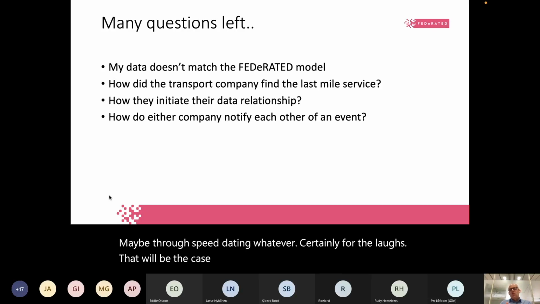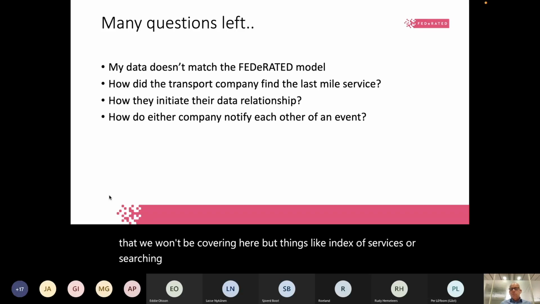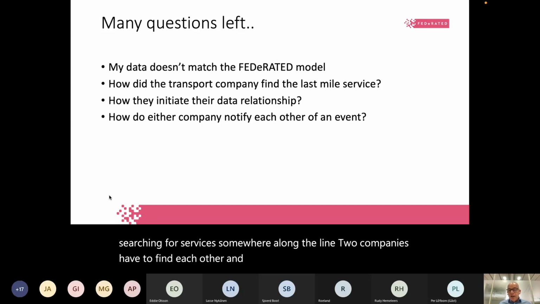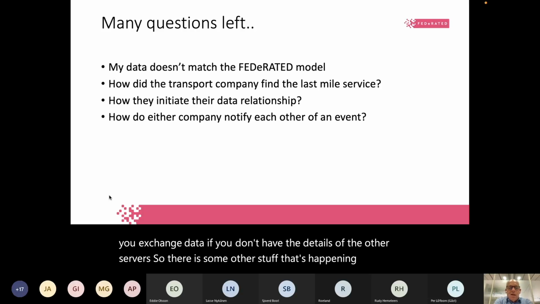But this is when we go into other services that we won't be covering here, but things like an index of services or searching for services. Somewhere along the line, two companies have to find each other. And now you see why, right? Because how can you exchange data if you don't have the details of the other service? So there's some other stuff that's happening in the background that I didn't cover here.